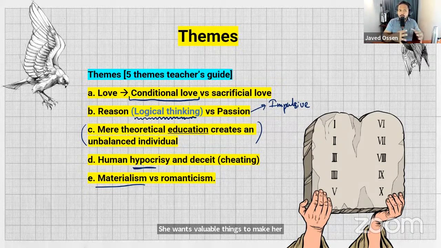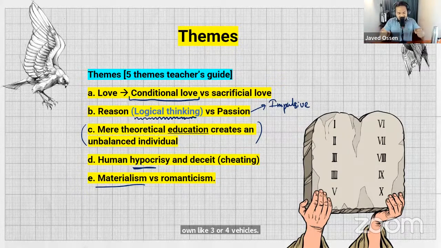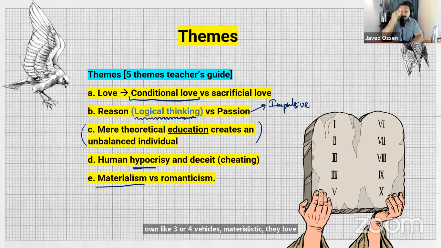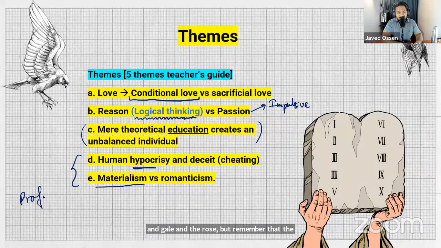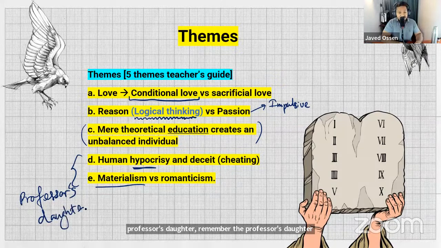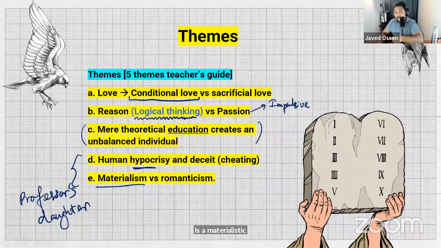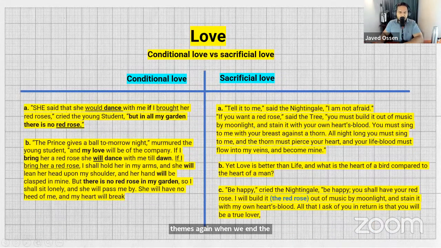There are people who want a lot of things in their life. People who own like 10 watches, 10 pairs of shoes, people who own like 3 or 4 vehicles. Materialistic. They love material possessions. The professor's daughter is a materialistic person. We'll talk about the professor's daughter in The Nightingale and the Rose. But remember that the professor's daughter is a materialistic person. We'll talk about all of these themes again when we end the class. But right now, we're talking about the first theme.